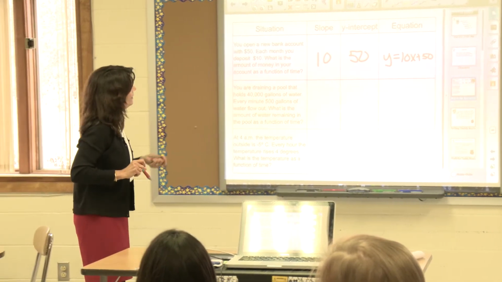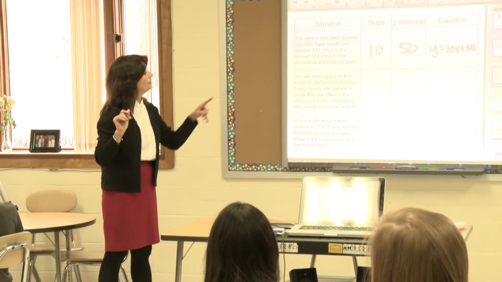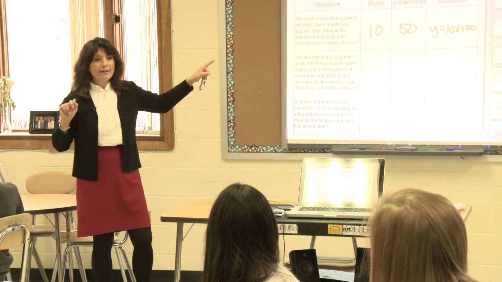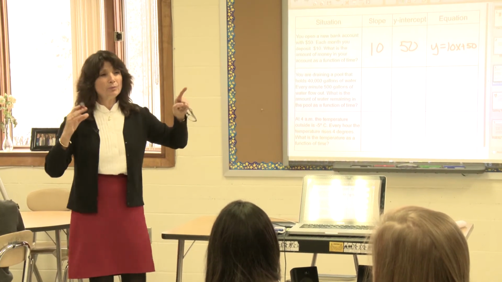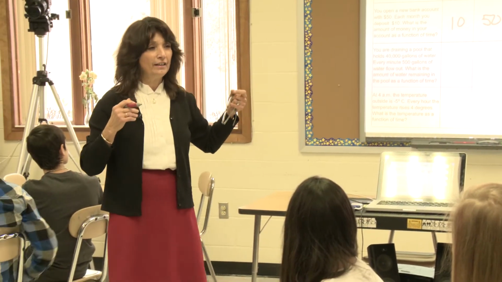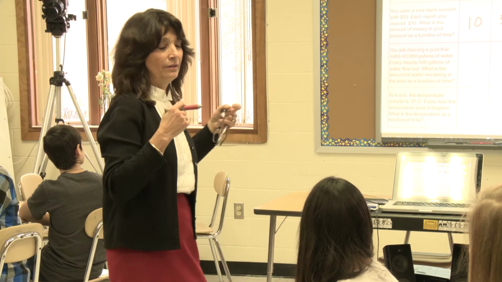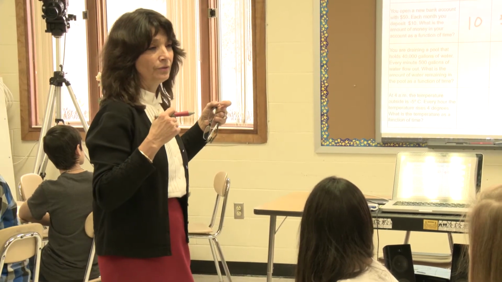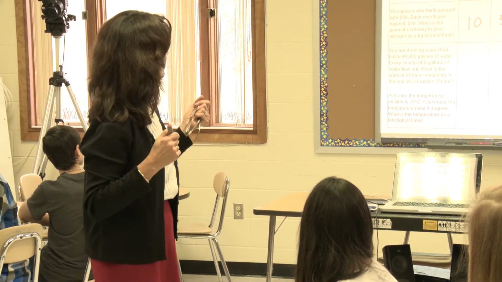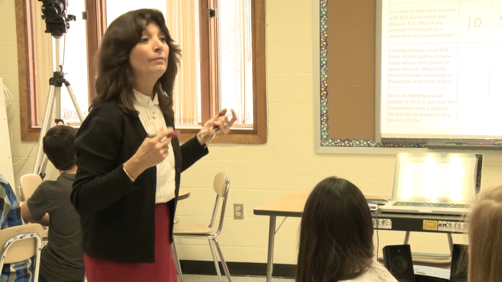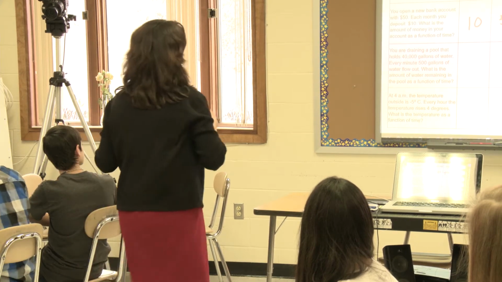Okay. Now, Jason, let me ask you one other question. If you were to graph that equation, can you tell me what the graph would look like? Well, on the y-axis, it would start with 50, and then the slope will go up by 10. Beautiful. Very good.